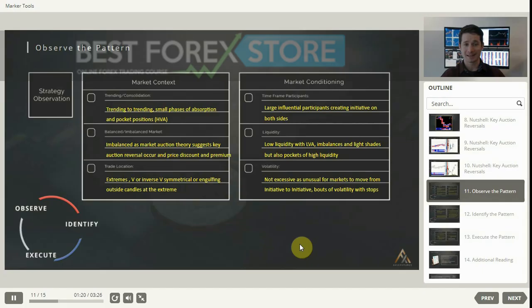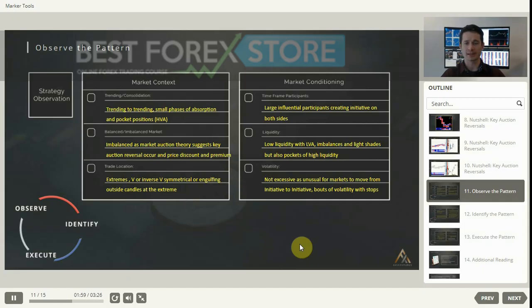Why? Well, simply, in imbalanced markets, auction theory suggests that key auction reversals occur when prices are at a discount or at a premium. In terms of trade location, at the extremes, note the name for this is the V or inverse V, and the two variations were the symmetrical V or inverse V, as well as the engulfing or outside candles at the extremes. Those are the two variations we discussed. So again, highlight this, in terms of where we're trading, where did it occur, and ultimately you can draw upon that information down the line.